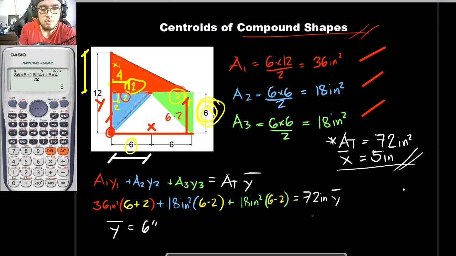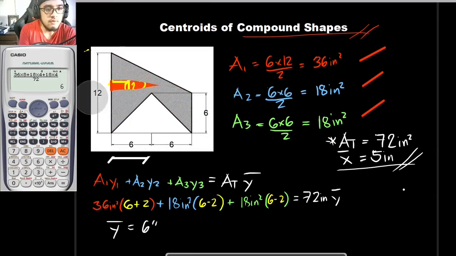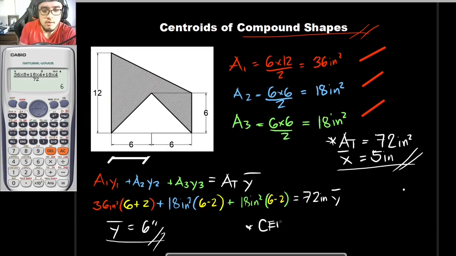So now that we have both bar x and bar y already, we could now locate the centroid of this compound shape, which has a dimension of 5 by 6. So I would just be erasing all of this for us to locate the centroid right here, which is 5 by 6. So I would just be summarizing it here. So centroid. That is to be 5, 6.